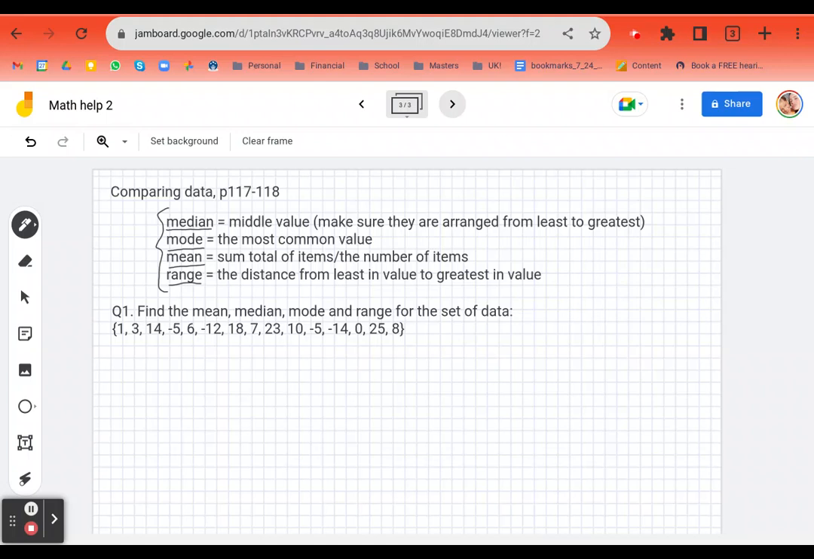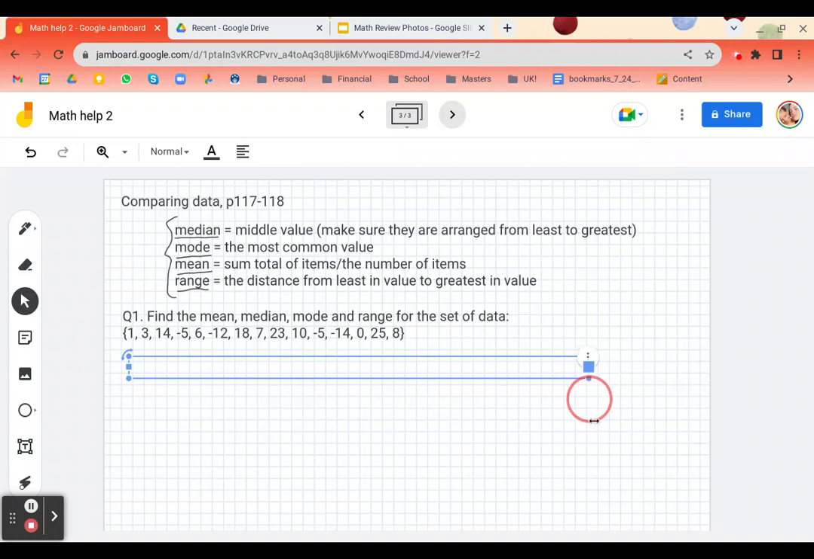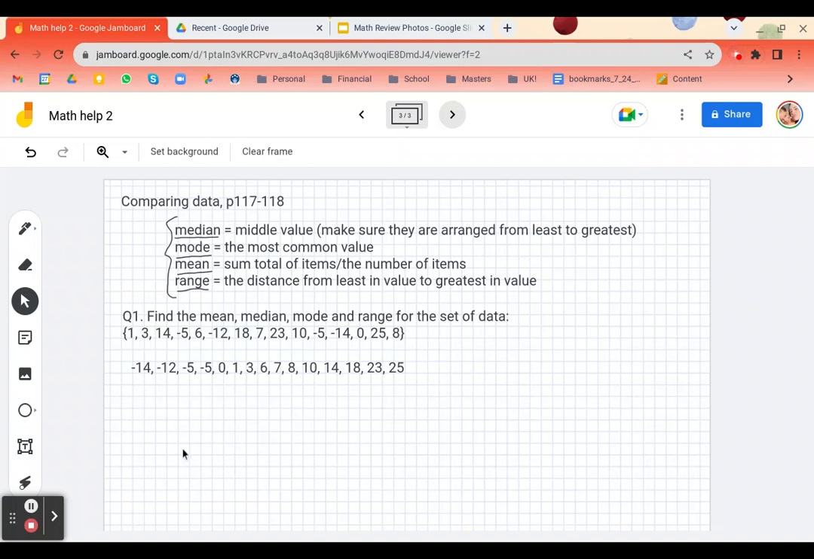So the first thing you have to do whenever you're given a set of data is you want to put them in order. It's very important that you put them in order. So I'm going to make a text box here, and I'm going to put my numbers in order, from least to greatest. I'm going to pause and do this. Okay, so now I have them in order.